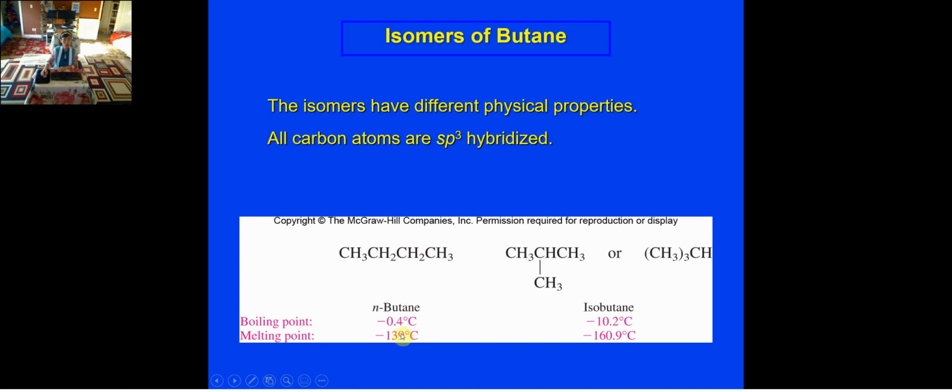About the boiling point and melting point, for normal butane and isobutane, you can see they are different. The normal butane, generally speaking, has a higher boiling and melting point. The reason is that normal butane has a stronger London dispersion force, which is one of the intermolecular forces.